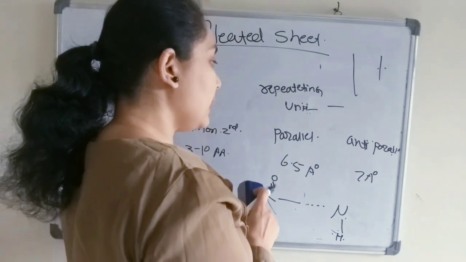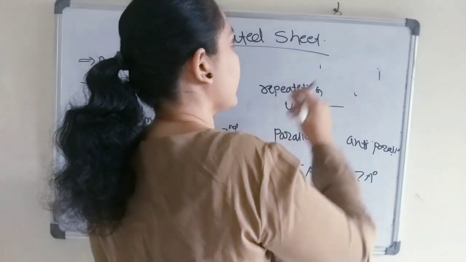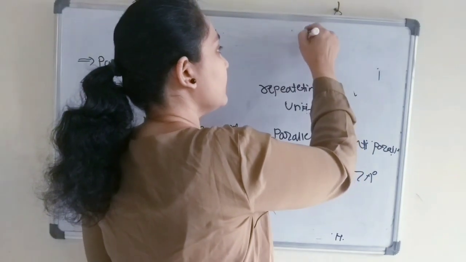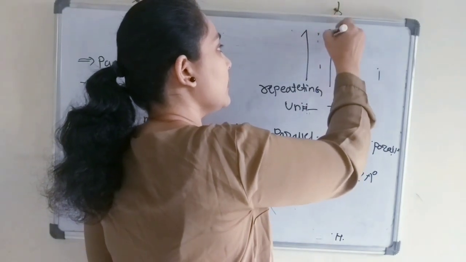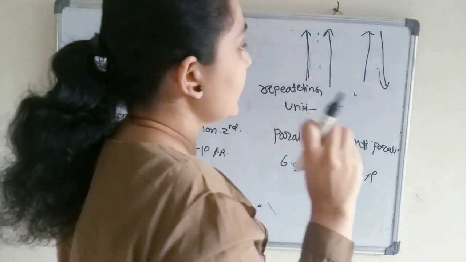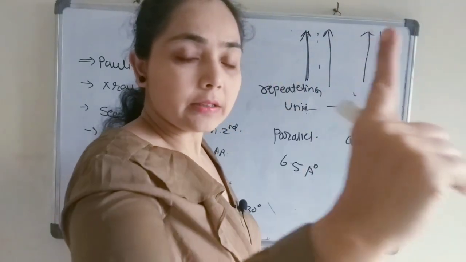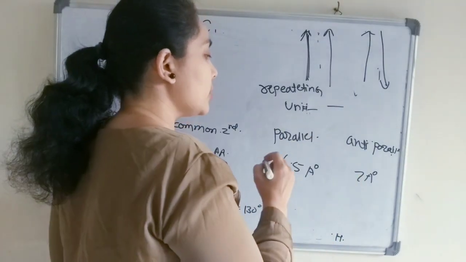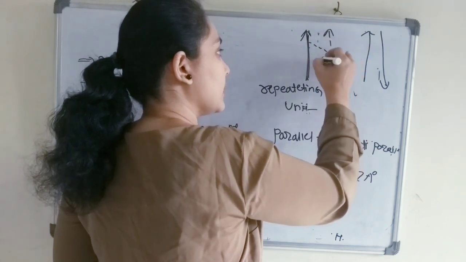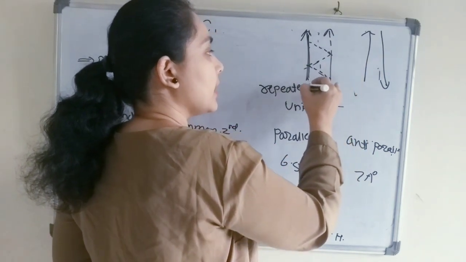So what happens here in the parallel beta sheet? Suppose this is a parallel beta sheet and this is an anti-parallel beta sheet. We are here talking about the hydrogen bond, therefore it is drawn as a straight line, but otherwise the beta strands are in a zigzag form. The hydrogen bonds in the parallel beta sheet are somewhat slanted and in alternate directions. One in this direction, another in this direction, another one in this direction.